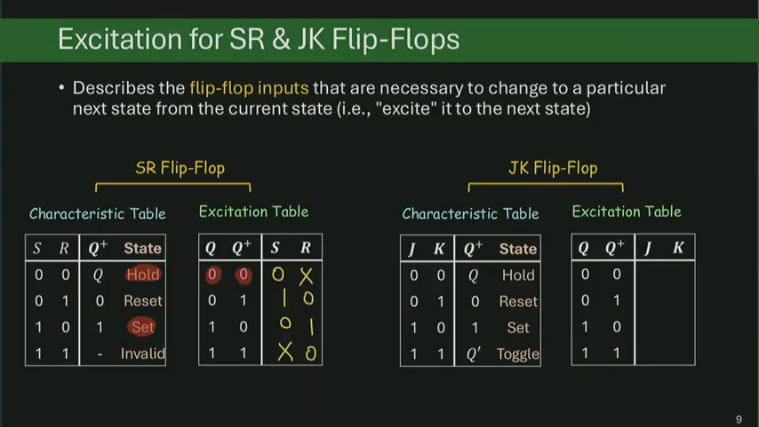So we can say that if the relationship between Q and Q plus is what you're trying to implement, we want to convert that back into some SR values. In that case, either hold and reset will do the job. So as long as I put S to be a 0, I can realize that transition.